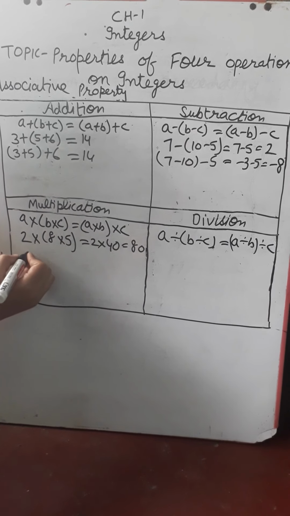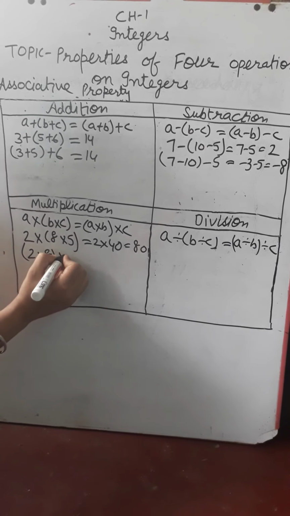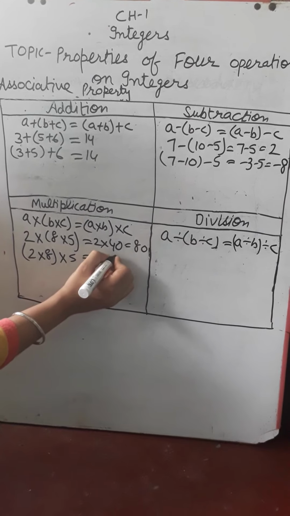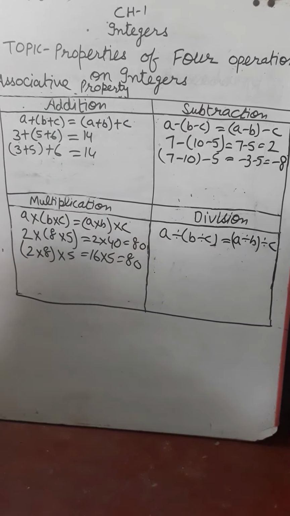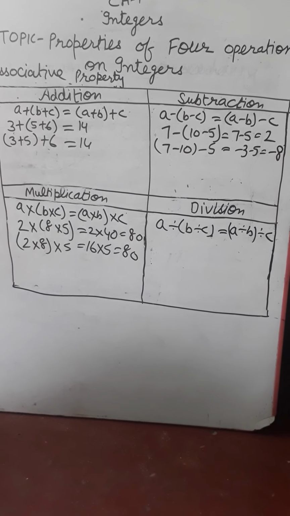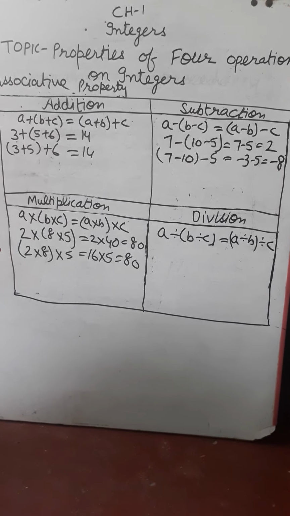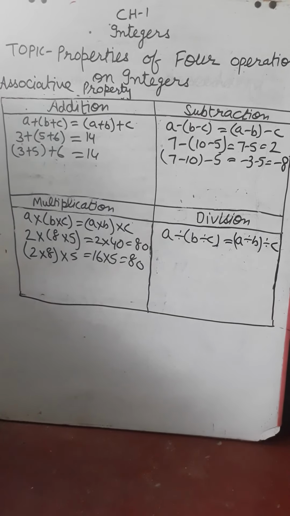On this side, 2 into 8, then into 5. 2 into 8 is 16 into 5. 80. Both are equal. So, multiplication is associative for integers. Next, in division. Division is not associative for integers. Let me take an example.